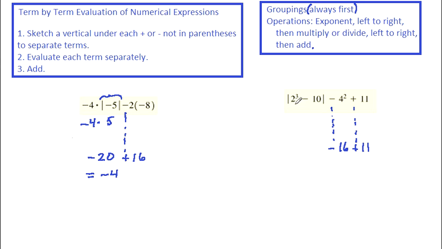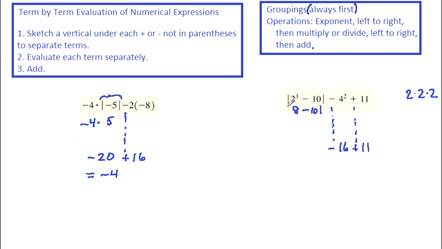We have to work inside the absolute value symbol and see what we get there using order of operations. That's kind of like a mini group there. But we're going to do the exponent first. 2 cubed is 2 times 2 times 2. 2 times 2 is 4 times 2 is 8. So that's 8 and minus 10.